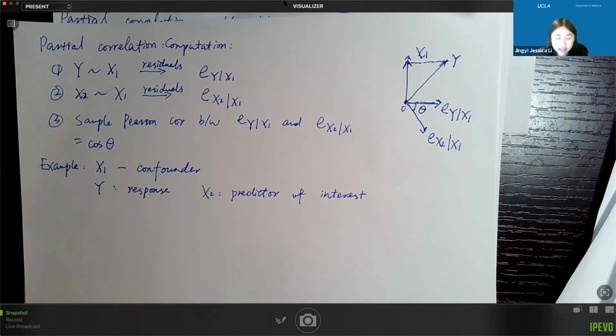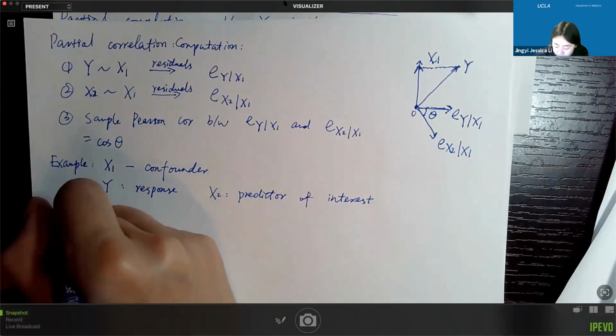Okay, so that's just a partial correlation. You can think of it as an extension of the Pearson correlation by adjusting for confounders. As statistical inference is our primary interest, how do we test whether a correlation is zero? This applies to both the Pearson correlation and the partial correlation. Okay, so how do we test?